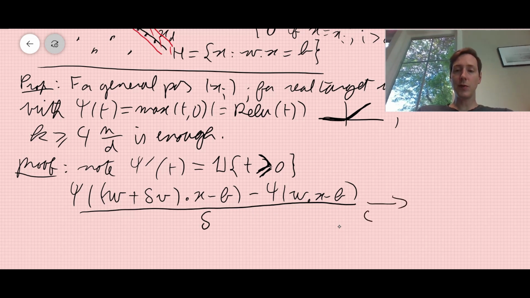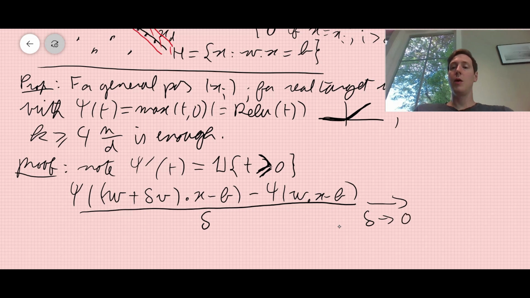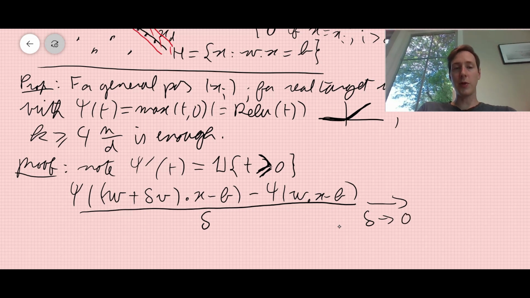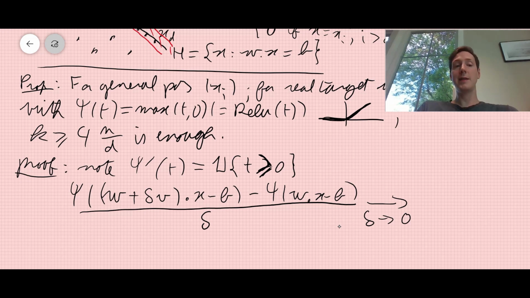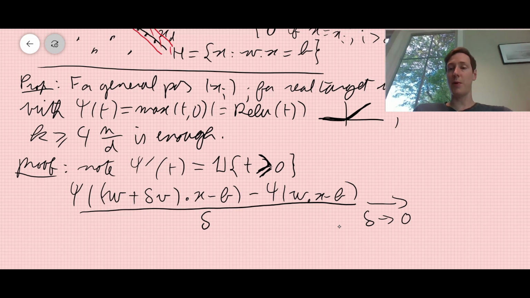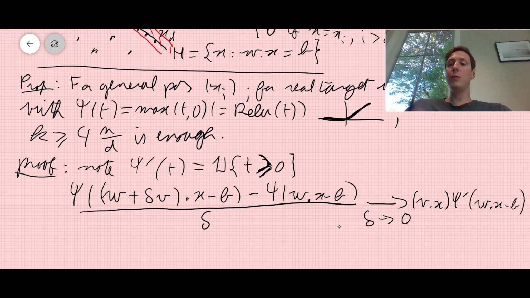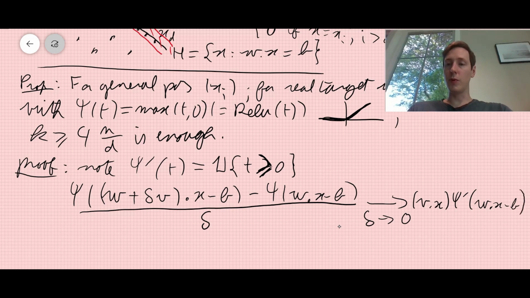And as delta goes to 0, what do I find? By the chain rule, I have the derivative of the inside, which is nothing but v dot x, times the derivative of psi, which is psi prime. So I get v dot x times psi prime of w dot x minus b. So you see, with two ReLU neurons, I get the step function network neuron, but I get the step function times a linear function.